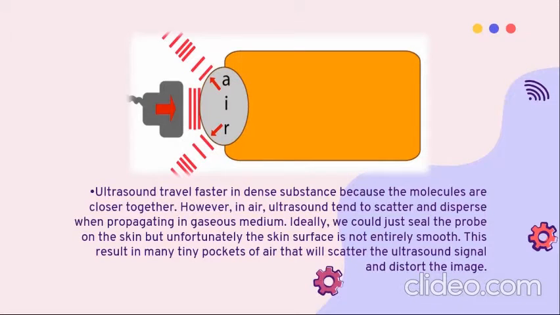Now, one of the difficulties when dealing with ultrasound is the transmission. Ultrasound is not well conducted by less dense materials such as air. When ultrasound travels through air, it will scatter and disperse, meaning that the echo reflected by the air molecules will be dispersed compared to a denser material such as a solid. Ideally, we could just seal the probe on the skin, but unfortunately, the skin surface is not entirely smooth. This results in many tiny pockets of air that will scatter the ultrasound signal and distort the image.